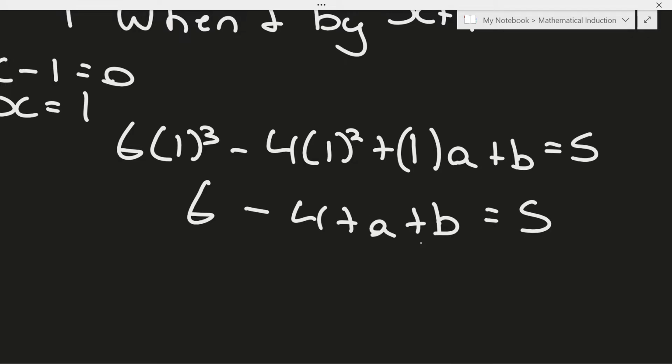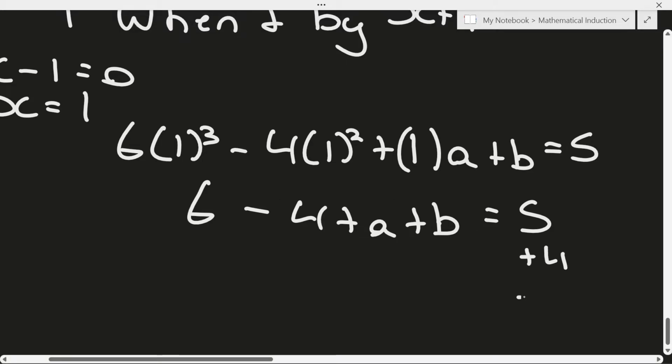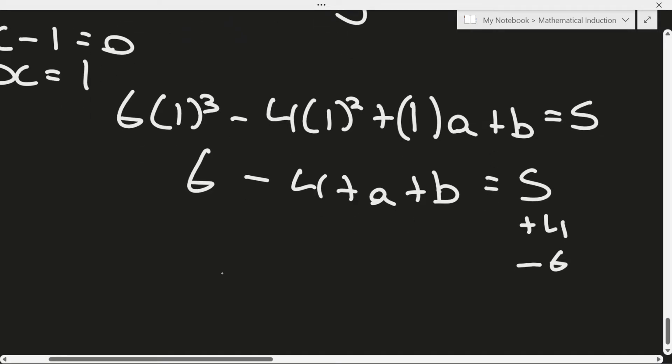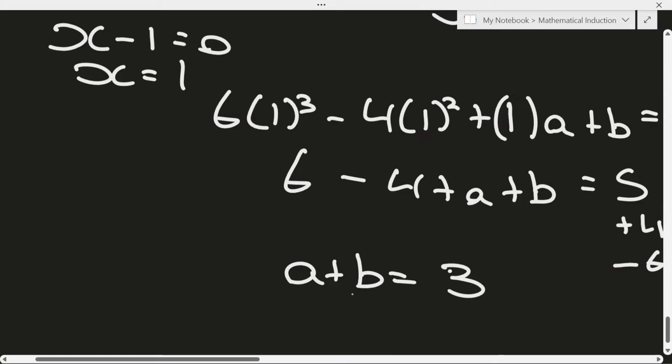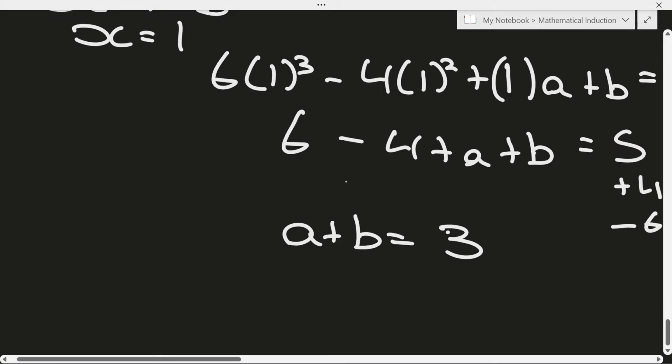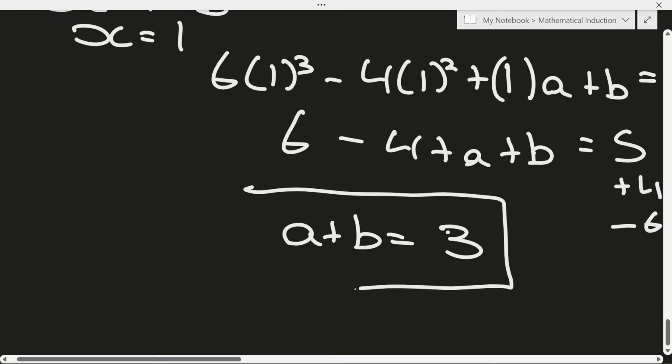Now let's rearrange it in a better way so that we can have a plus b by itself. So we'll add 4 and we'll minus 6. So a plus b is equal to 9 minus 6, which is equal to 3. Right? So this is the first equation. What's going to happen is that we're going to solve it using simultaneous equations. So this is equation 1.